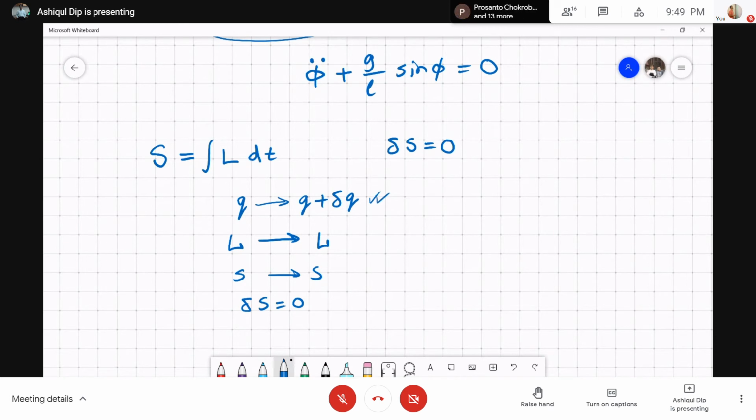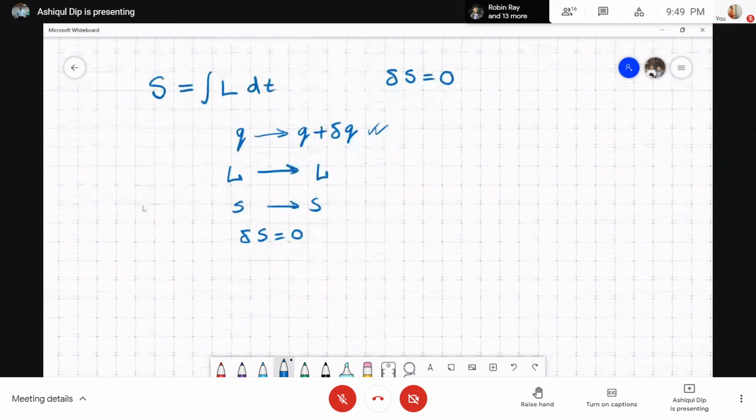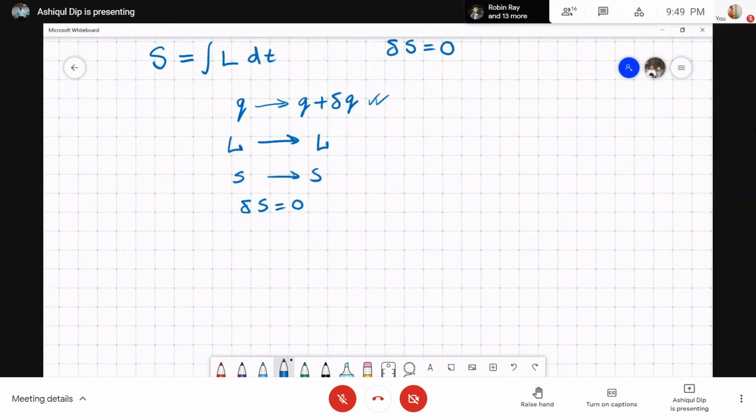So when we change our coordinate q to q plus a variation of q, we can write the change in L. It's not a variation, it's the change in L, which is basically ∂L/∂q times the change in q, plus ∂L/∂q̇ times the change in q̇. Obviously, if you have multiple coordinates, then you have to write the indices as well, like this. And remember, when I write repeated indices, it means there is a sum over i as well.